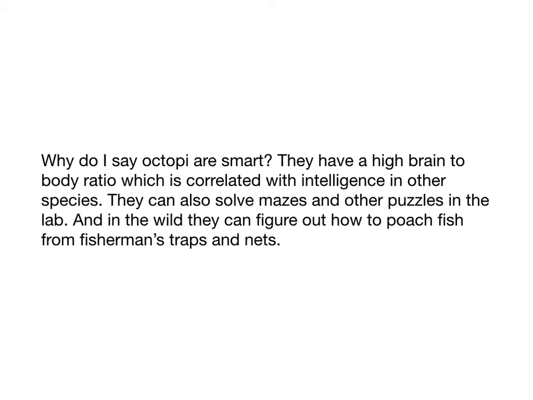Why do I say octopi are smart? They have a high brain-to-body ratio, which is correlated with intelligence in other species. They can solve mazes and other puzzles in the lab, and in the wild, they can figure out how to poach fish from fishermen's traps and nets. This is making an argument to the effect that octopi are smart. But notice, not all of this is part of the argument, not all of it is propositions. The first one here is a question, not a proposition. All this stuff in red, though, those are propositions. Those are part of the argument. So when we get more into analyzing the structure, and you're asking what is part of the argument, you're going to drop anything that's not a proposition, right?